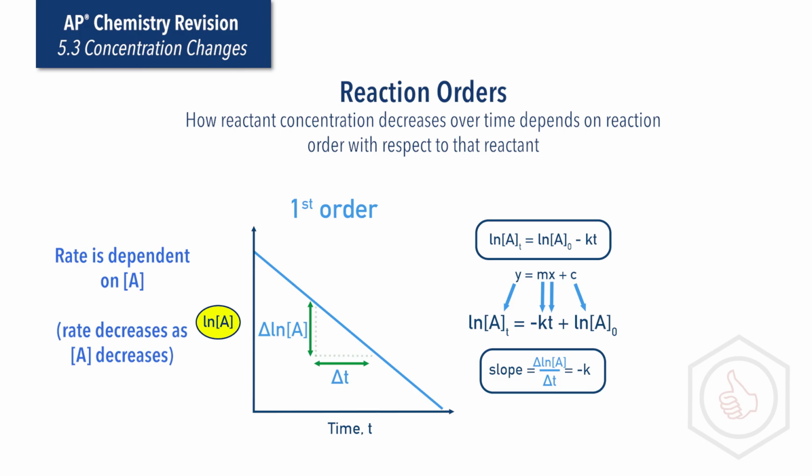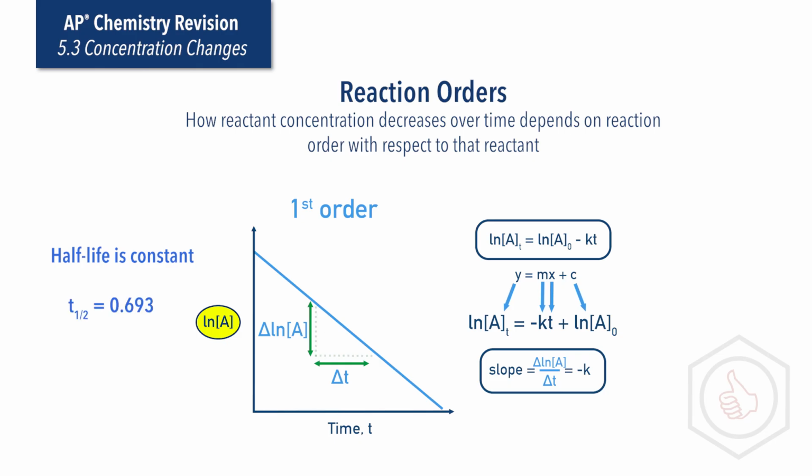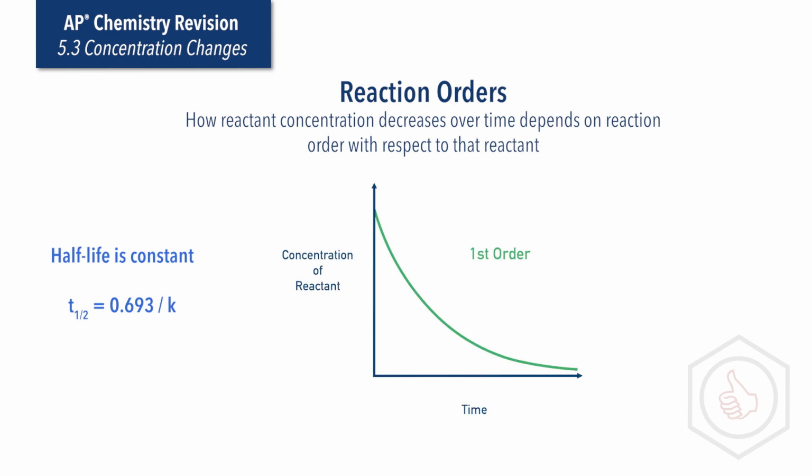One extra small point to note here is that the half-life for a first-order reactant is constant, so the time it takes for the concentration of reactant to decrease to half its original concentration is constant, regardless of the starting concentration. The equation is half-life equals 0.693 divided by rate constant K. We can see this if we plot a simple graph of concentration of reactant against time. The time intervals for the concentration of reactant to halve are the same throughout.